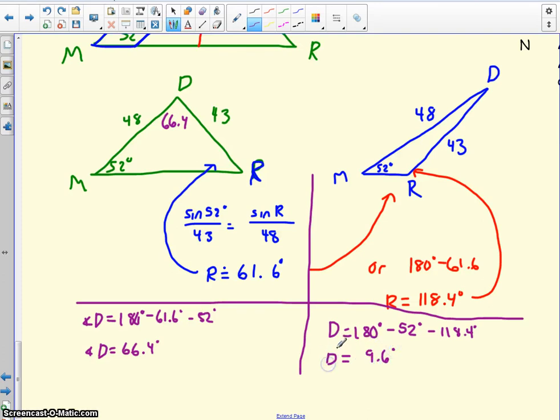So again, two possible triangles means two possible values for that third angle as well. Okay, so last but not least, the only thing that's missing now is that third and final side. So how do we find that third and final side? Well, we're going to use sine law again, and again we just do it twice.